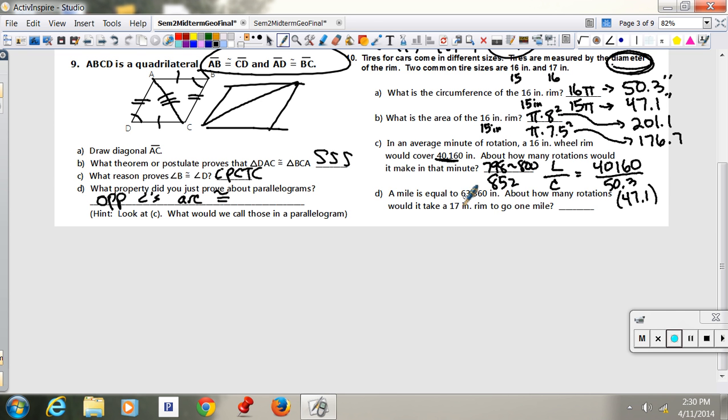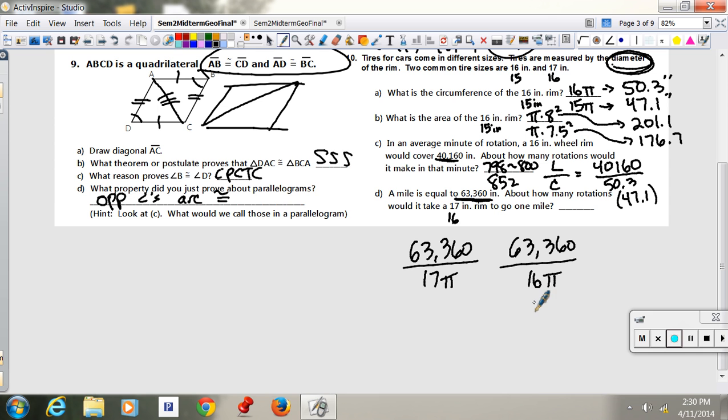Now, a mile equals this many inches. A mile is 63,360 inches. How many times would a tire rotate in a mile? Either a 17 or a 16. You're going to put your length, 63,360, and divide it by your circumference, which is either 17 pi or 16 pi. So you're going to have those two, just do it in your calculator.